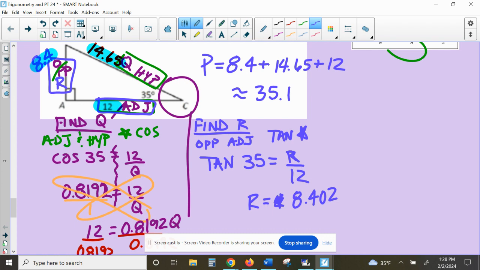Do we have our unit of measure on this? No, so we're just going to say units. And we are tucking this into page 50.